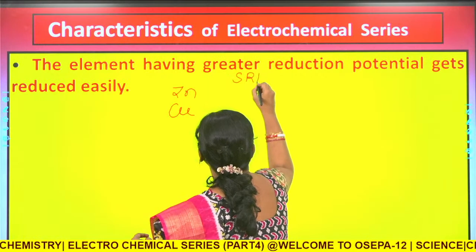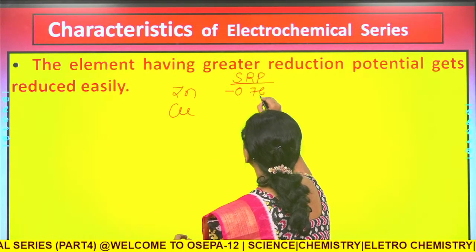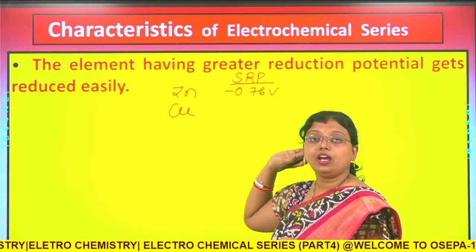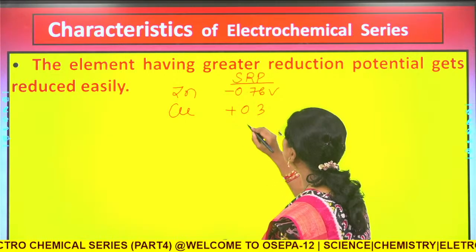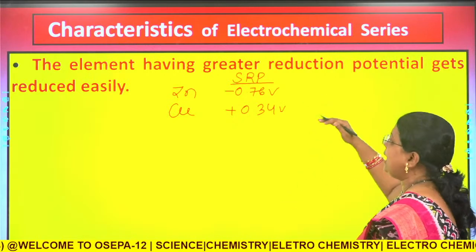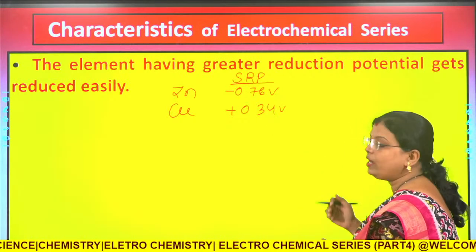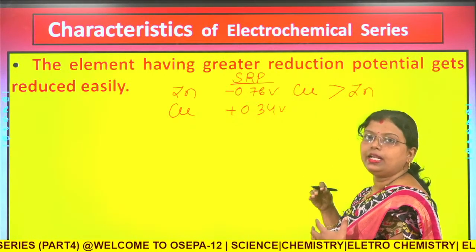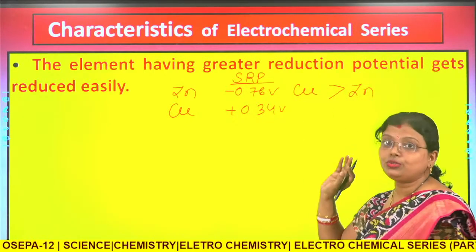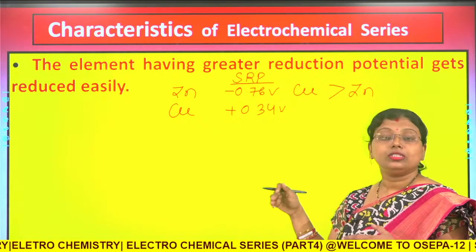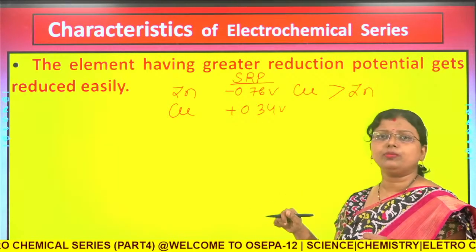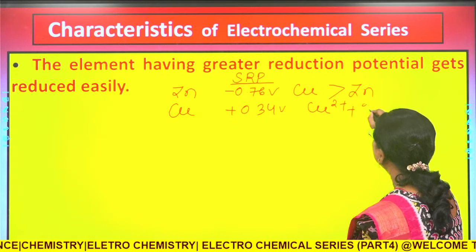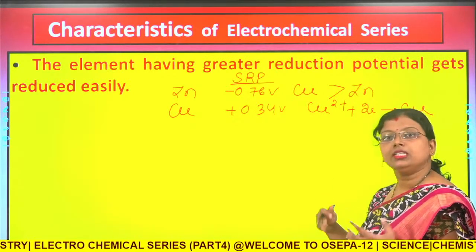The standard reduction potential of zinc is minus 0.76 volt. We have discussed it in the first portion of this class. Minus 0.76 volt is the reduction potential of zinc, and that of copper is plus 0.34 volt. Whose standard reduction potential value is greater? The value of copper is greater than that of zinc. So, which will undergo reduction easily? The one with the high standard reduction potential will undergo reduction easily. It has the tendency to gain electrons. So, Cu2 plus will be reduced easily in comparison to zinc.